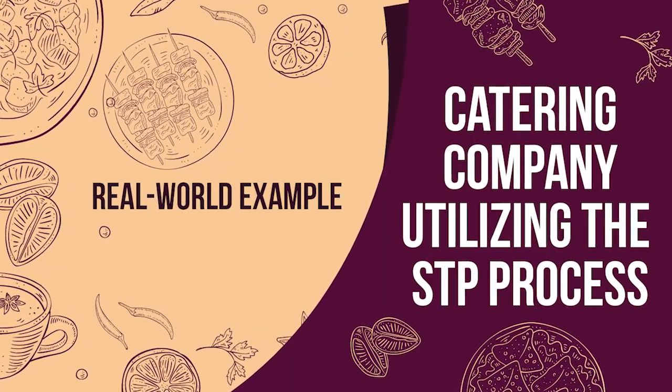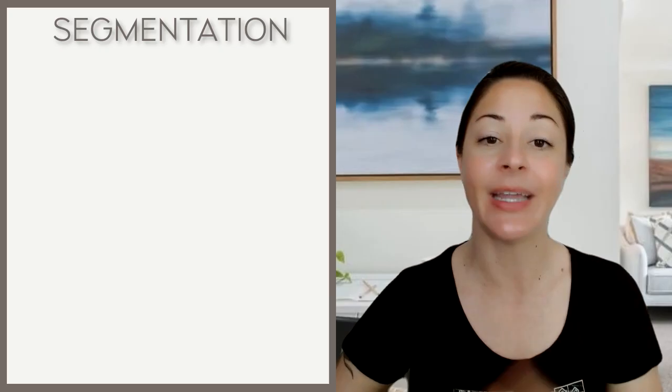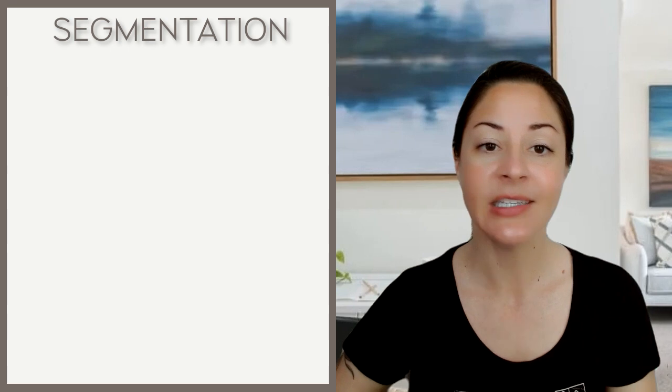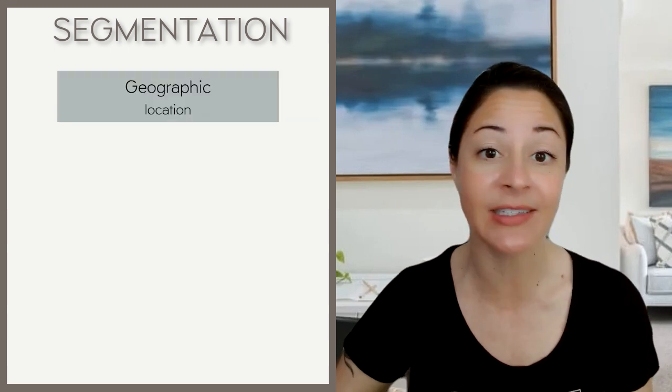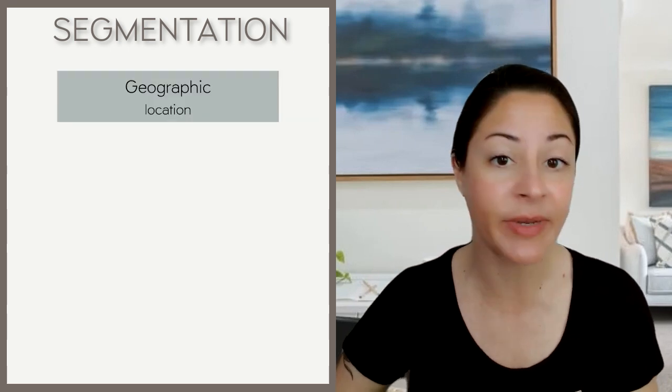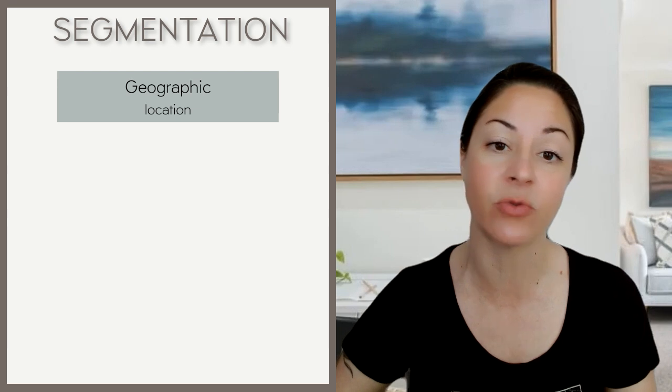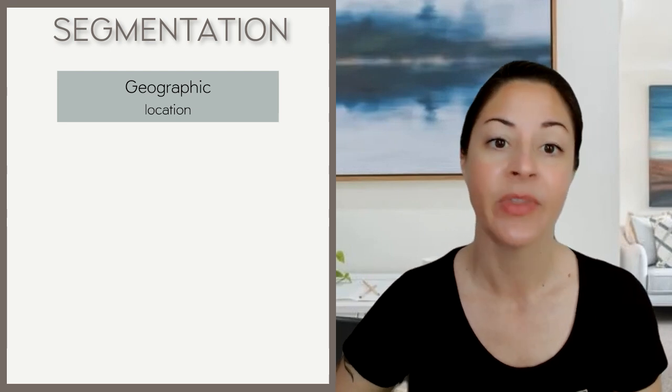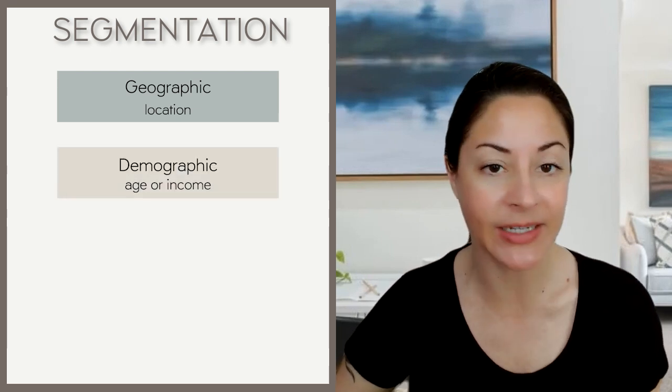All right, so let's say as an example, a catering company were to utilize the STP process to help identify their most valuable customer segments and tailor their marketing efforts accordingly. They'll begin with segmentation. Segments could include geographic segmentation, such as urban areas where there are more corporate events, weddings, and social gatherings.